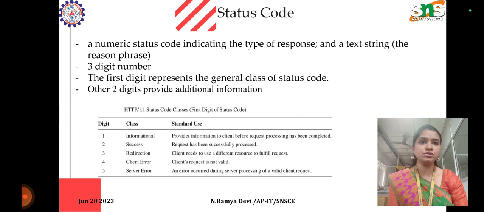The status code is a numeric status code indicating the type of response, and the text string is the reason phrase. It is a 3-digit number. The first digit represents the general class of status code, and the other 2 digits provide additional information. So this is the class and the standard use. Informational provides information to the client before request processing has been completed. Success, the request has been successfully processed. Redirection, the client needs to use a different resource to fulfill the request. Client error, the client's request is not valid. Server error, an error occurred during server processing of a valid client request.